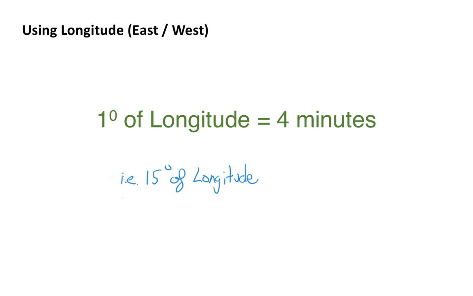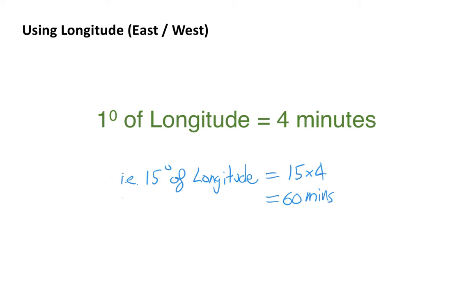Therefore, for every 15 degrees of longitude, we're going to have 15 times 4, which is equal to 60 minutes. So every 15 degrees of longitude, it's going to be another 60 minutes in the difference between the two locations. So it's really important to remember that 1 degree of longitude is equal to 4 minutes. If you have that and you have the longitude locations, you will be able to work out what the time difference is between two locations.